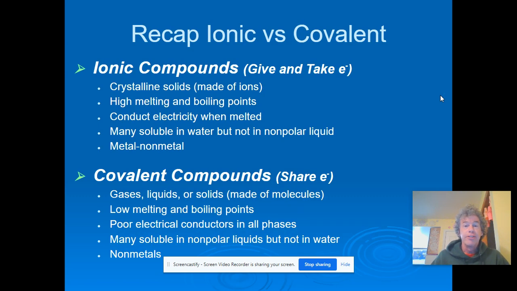Now, ionic and covalent have different properties as well. Ionic compounds tend to make crystalline solids, which have a high melting point and a high boiling point. They conduct electricity well. Most are soluble in water, but not in nonpolar liquids, such as olive oil. Again, ionic compounds are metal, nonmetal. Covalent compounds share electrons. You'll sometimes find them as gases or liquids or solids, and they're made of molecules. They have a lower melting point and lower boiling point. They don't conduct electricity as well. Many are soluble in nonpolar liquids, but often not as well in water, although that's variable. And again, they're made generally of nonmetals.